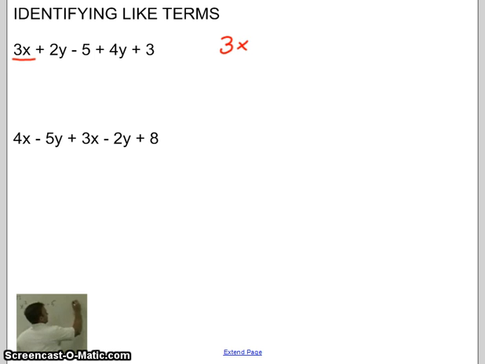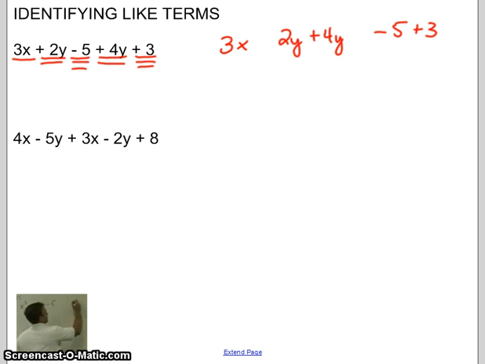So we have 3x. And then 2y. Are there any other y variables? Yeah, I see this 4y here. So we have positive 2y, and we have 4y. And then the last, we have negative 5. Negative 5 is a number. Do we have any other numbers here? We have positive 3, so we have negative 5 and positive 3. All we're doing right now is just identifying the like terms.